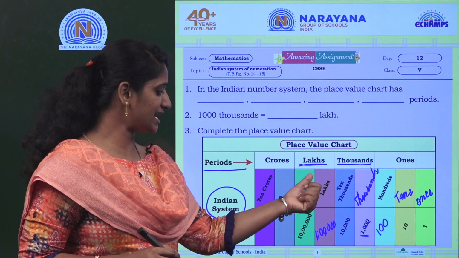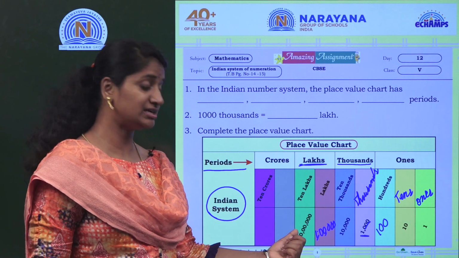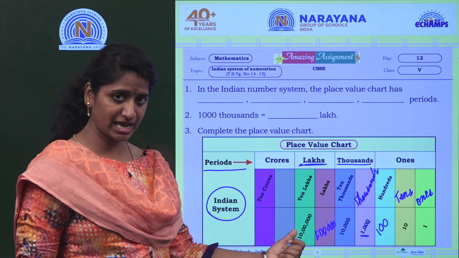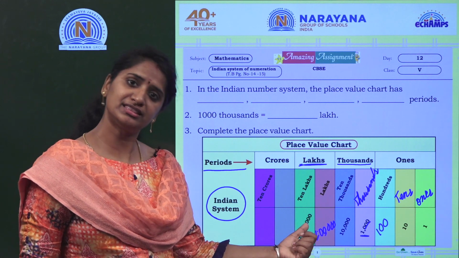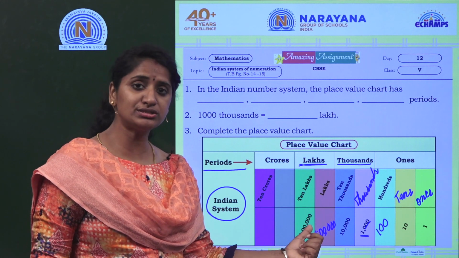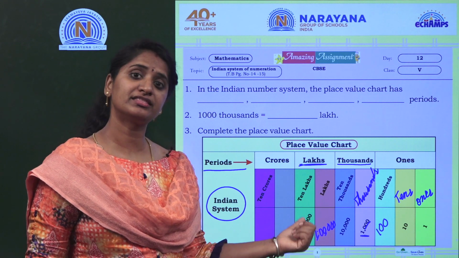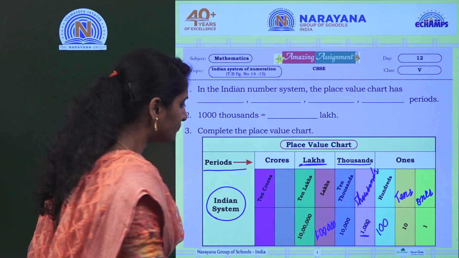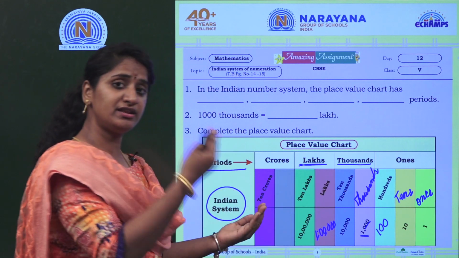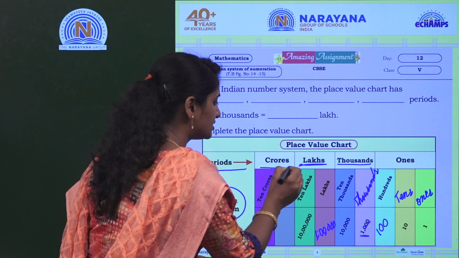What is this? 10 lakhs. So here is a numeration, that is 10 lakhs. 10 lakhs period after 1 comma, then 1000 period. 1000 period also after 1 comma, then ones period. Okay.